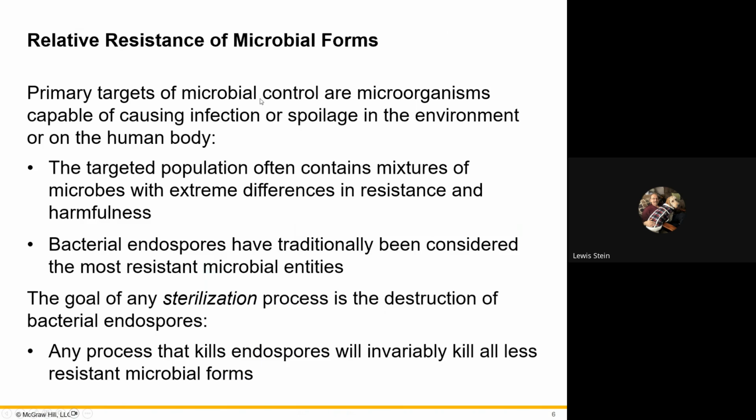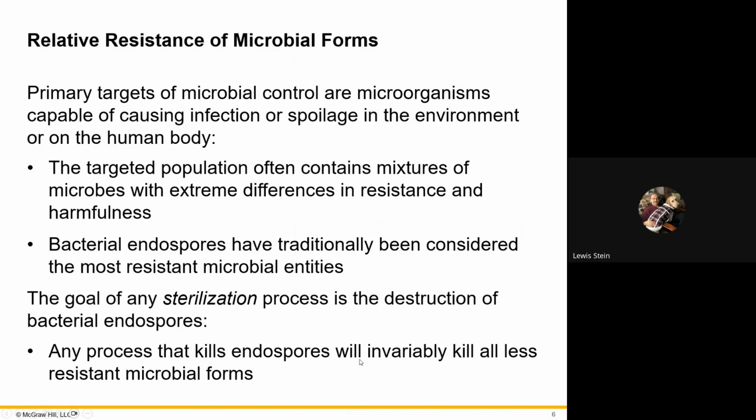So the primary targets of microbial control are microorganisms capable of causing infection or spoilage in the environment or in the body. Mixtures of microbes with extreme differences, so you have to take them all into account. They are the gold standard still. Most resistant microbial entities. Again, we do not know enough about prions. The suspicion is that they require a little higher temperature and a little more time than the processes we'll be talking about in regular sterilization.